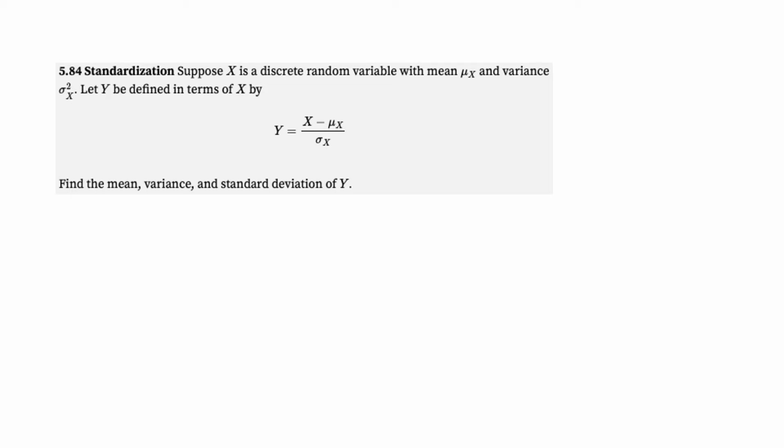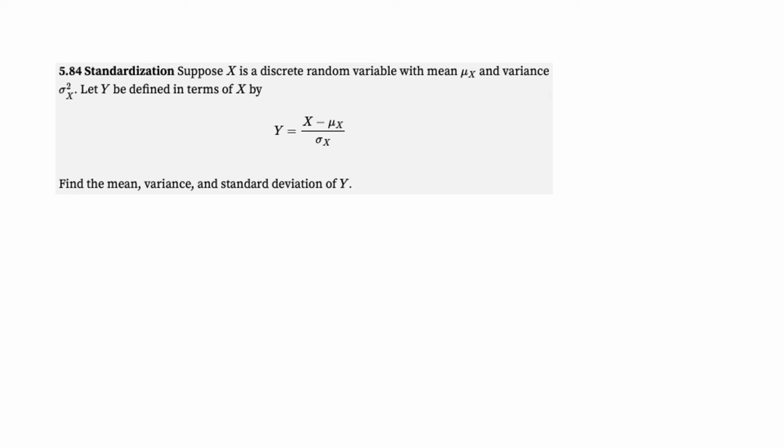Question 5.84 comes from the challenge section for this subsection. And I wanted to go over this question because it's purely conceptual, so the method by which you solve this question is not very straightforward. Suppose X is a discrete random variable with mean mu and variance sigma squared. Let Y, a new variable, be defined in terms of X by this equation: Y equals X minus the mean, divided by the standard deviation of X. Find the mean, variance, and standard deviation of Y.